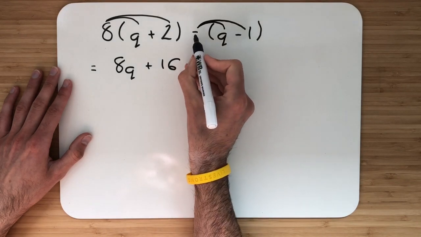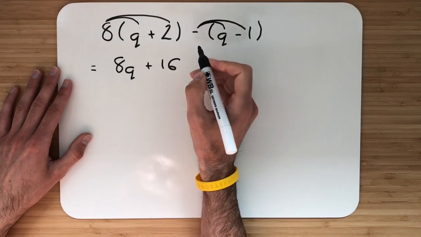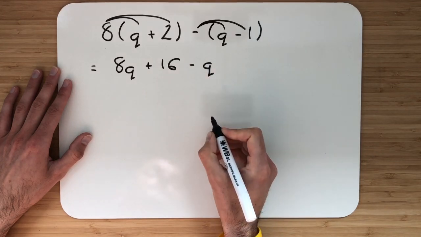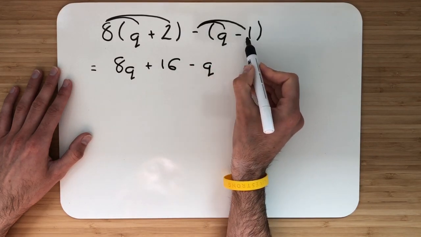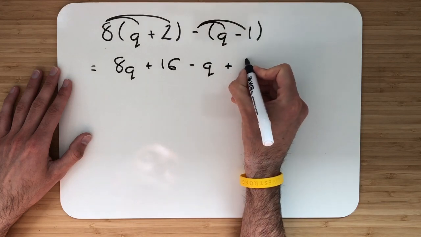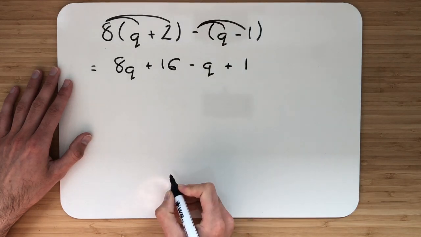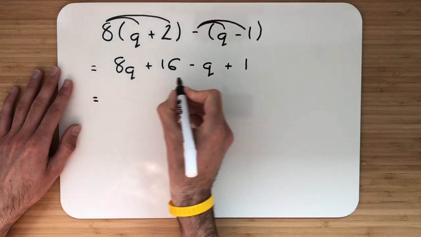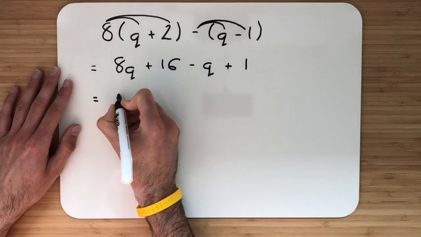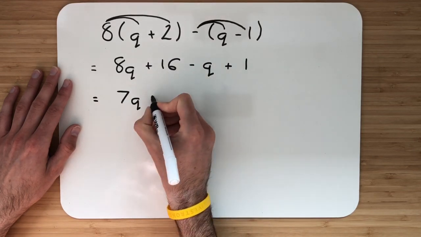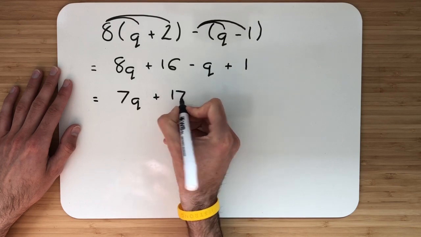So let's do this. Negative 1 multiplied by q is going to give me negative 1q. Negative 1 multiplied by negative 1, double negative gives me positive, and 1 multiplied by 1 is just 1. From there, let's tidy up. 8q subtracting 1q will give me 7q. 16 add 1 will give me 17.